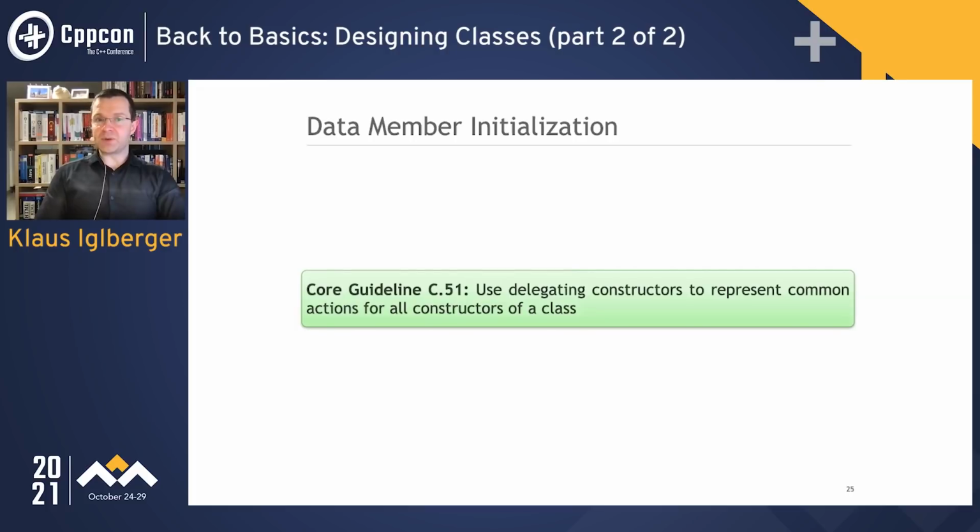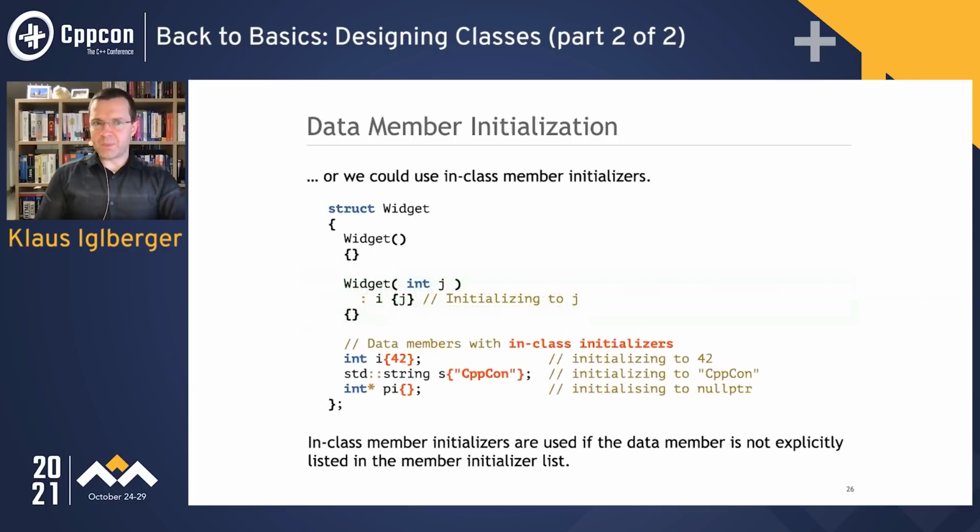But the second option is perhaps even a little more favorable. We can use so-called in-class initializers. So we can provide the integer, the string, and also the pointer with default values right in the declaration. Now, this is how it works. If you mention the i in the member initializer list, then it is initialized as given here. But as for example up here, you do not mention i explicitly in the member initializer list, then the compiler will now use this default and initialize it.